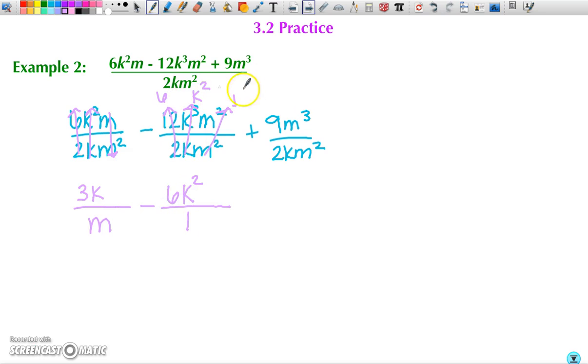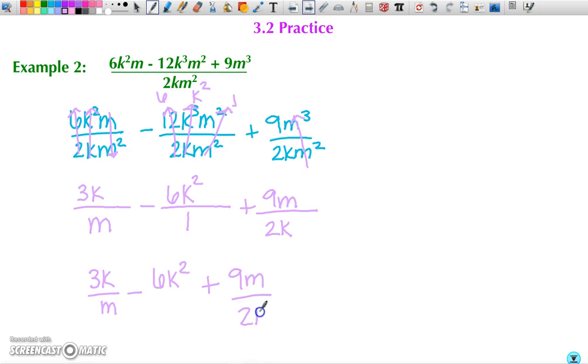Okay? And then our last answer here, 9 and 2 are not divisible, so we leave 9 over 2. K doesn't go into anything, and then m cubed over m squared moves up to give you m. So your final answer is 3k over m minus 6k squared plus 9m over 2k. And that's your final answer for this problem.